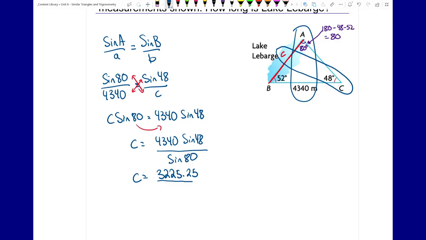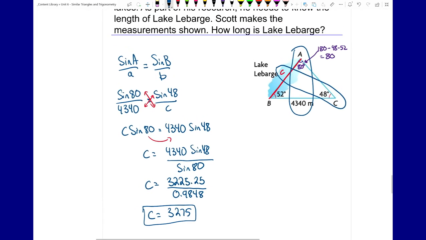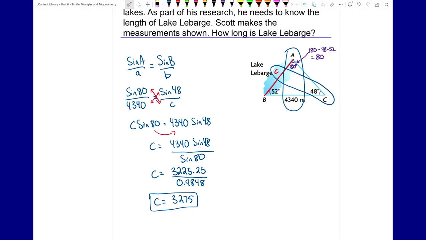3,225.25 divided by sine 80, which is 0.9848. And we divide the two. We get 3,275.00. So say 3,275, which will be our final answer. So that is how long the lake is.